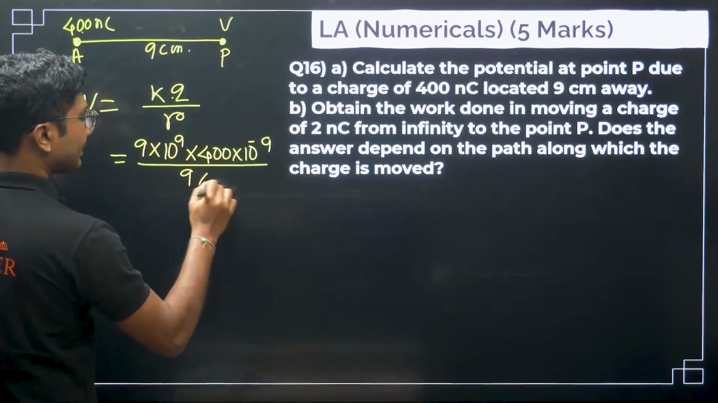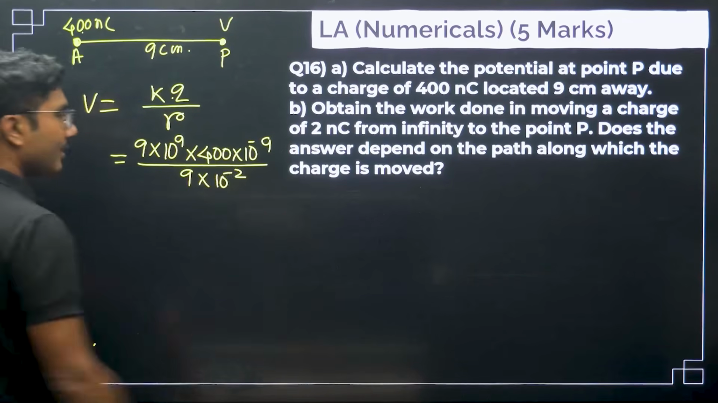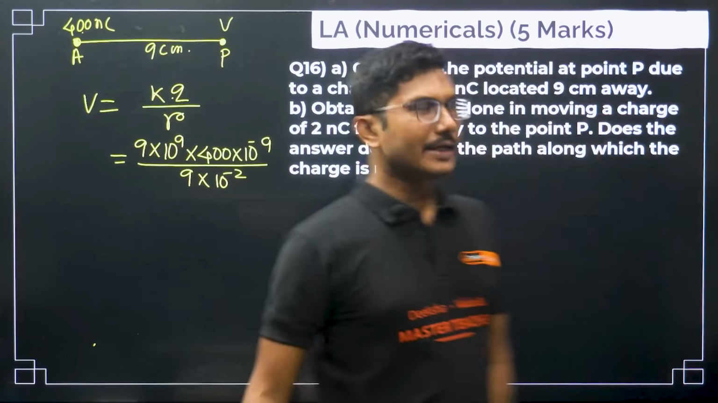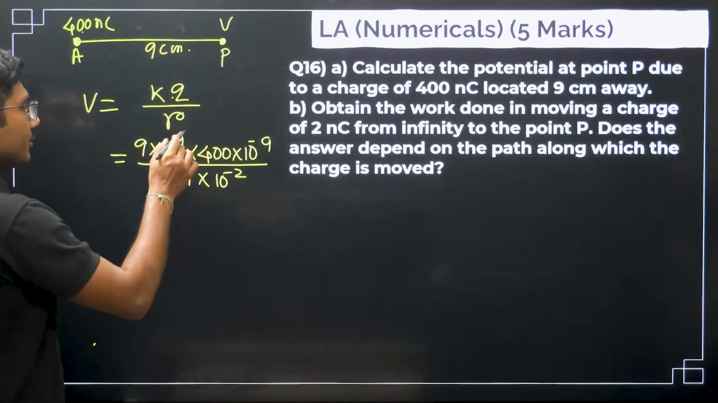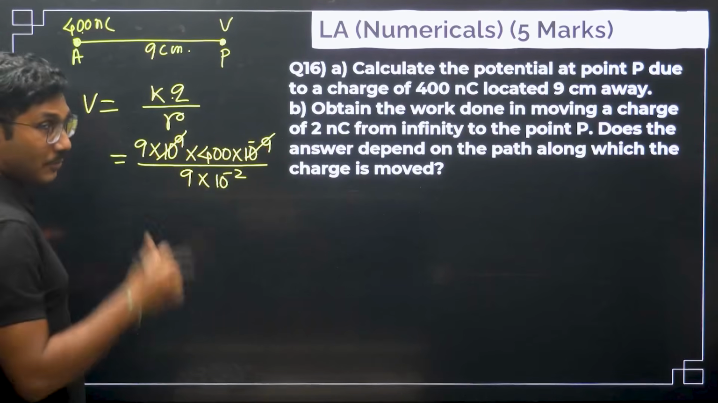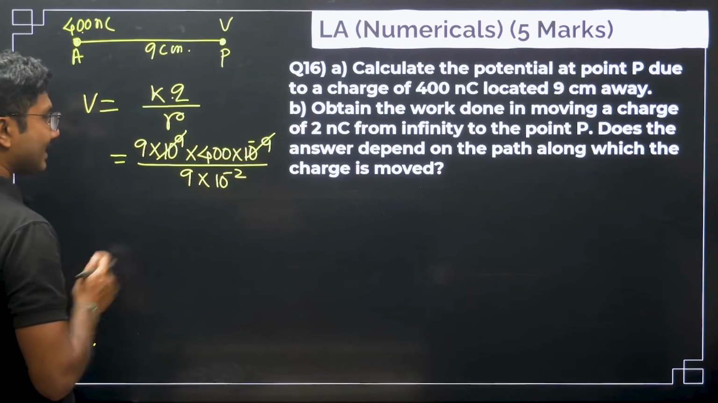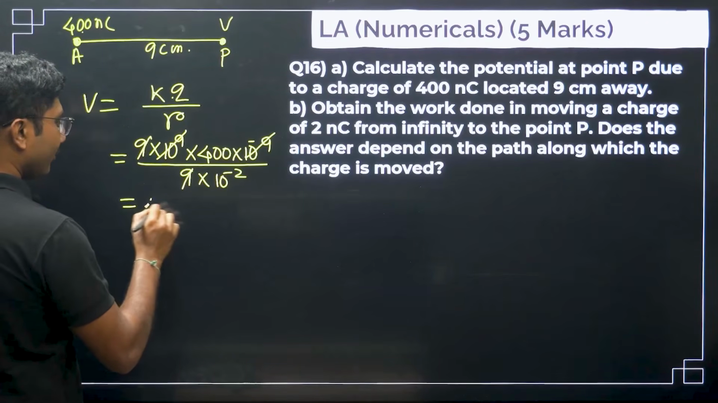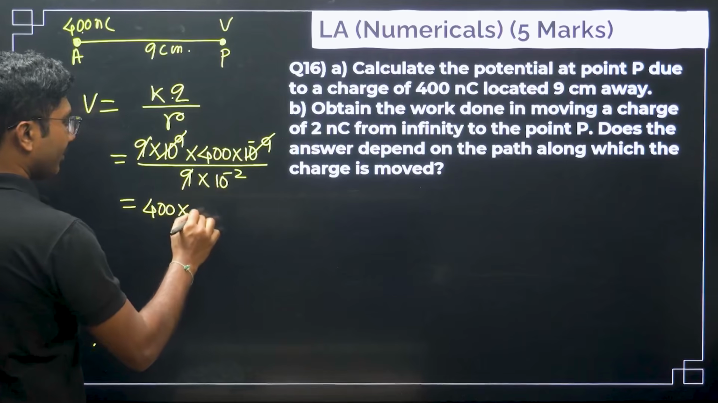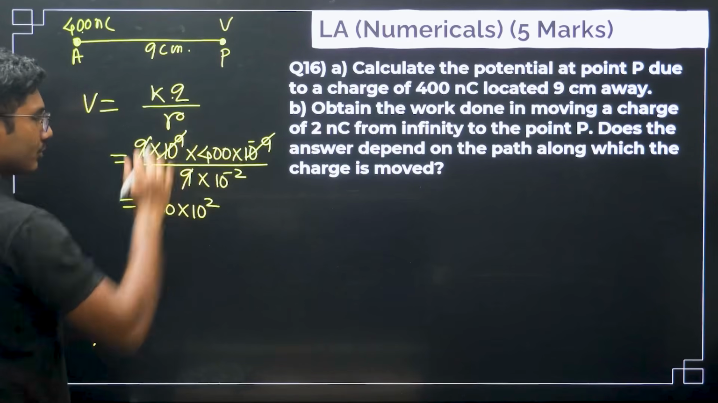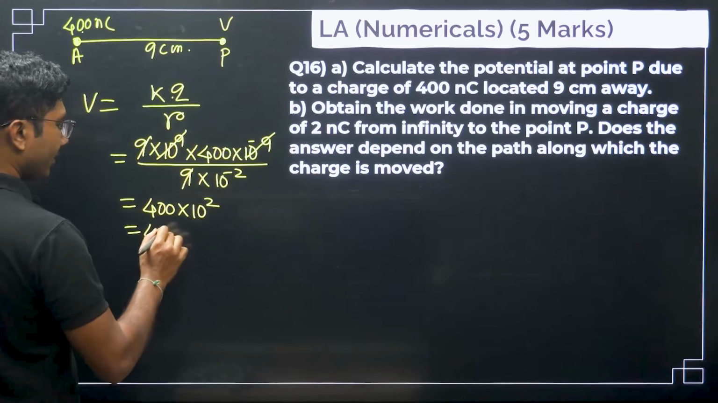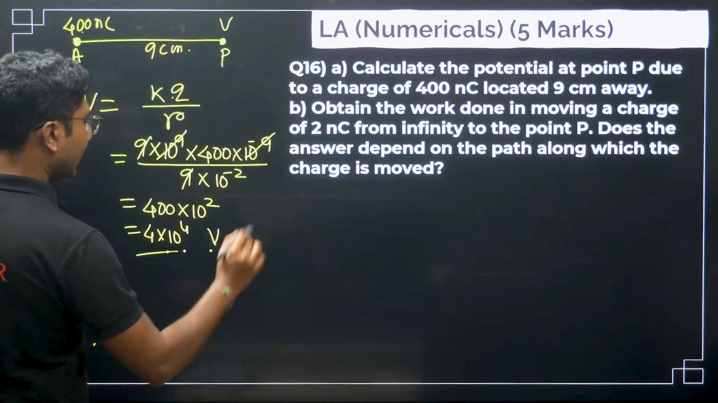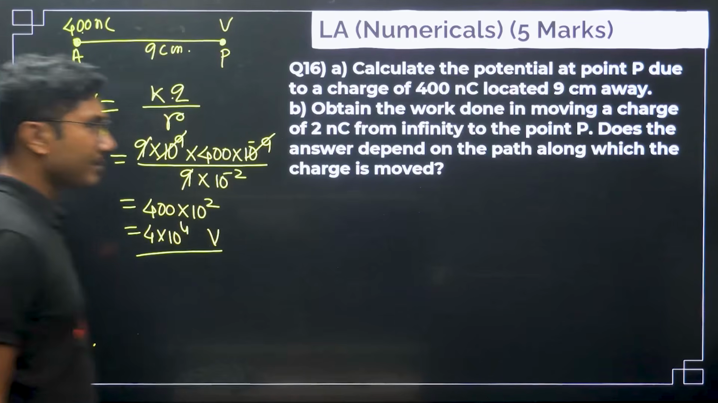Now whenever you see a centimeter, you write a 10 to the power of minus 2. So this 9 and 10 to the power of plus 9, 10 to the power of minus 9 cancels. This 9 is also cancelled, so you get 400 into 10 to the power of plus 2. Okay, this goes up, so you get 4 into 10 to the power of 4 volt. This is the electrostatic potential at this point.